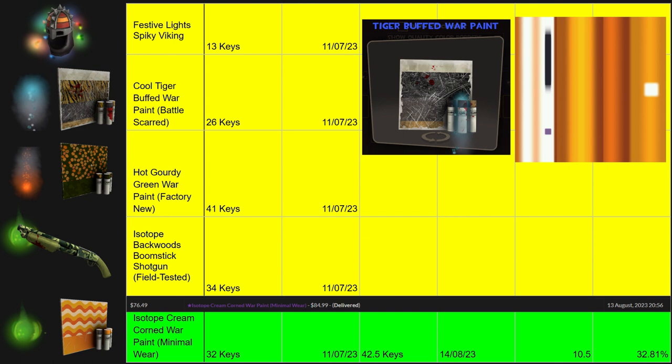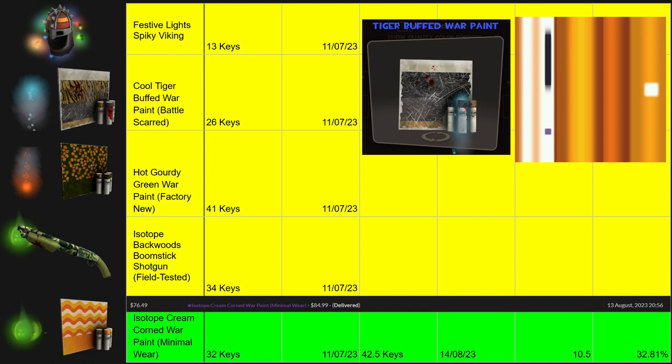Cool Tiger Buffed Warpaint Battle Scarred. Now this is a nice looking warpaint for a great price, even if it's battle scarred, but most importantly, it has a black pattern. As you can see on the right, there's like a what, 2-3% black? I have it listed for extremely high, but I'm hoping someone notices that it's listed high and takes a deeper look into such a rare pattern, especially in unusual as well.